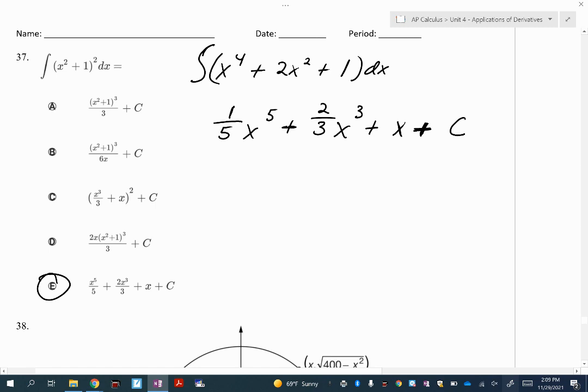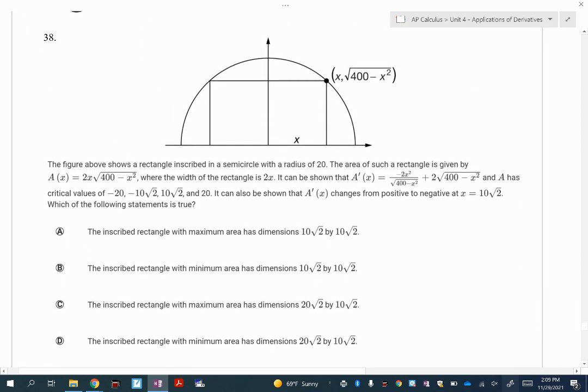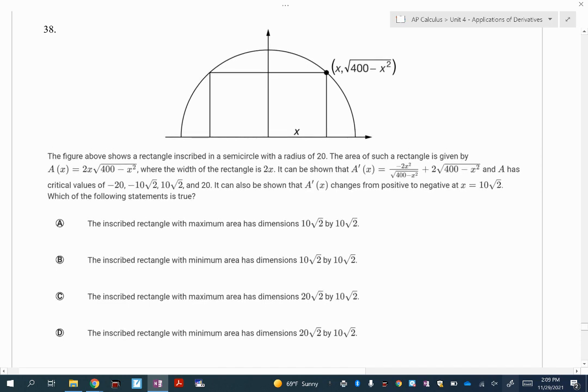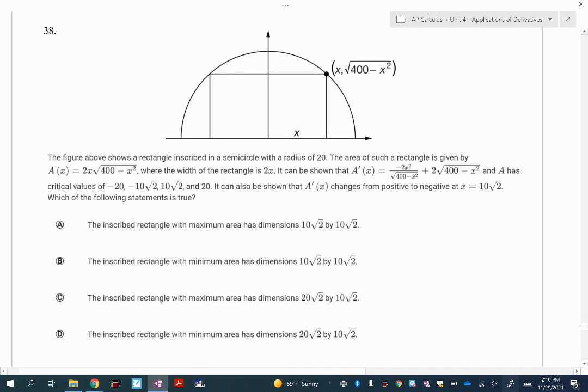5 more to go. We're close. Now, 38 is a problem that we did almost identically to this problem. We did this in our optimization problems. I think we had an ellipse. We were trying to maximize the area of a rectangle in an ellipse. This is just half of that. It's a semicircle. So when you read all this stuff and it tells you that the derivative of the area changes from positive to negative, right? If you think about going from positive to negative, that's an absolute maximum.